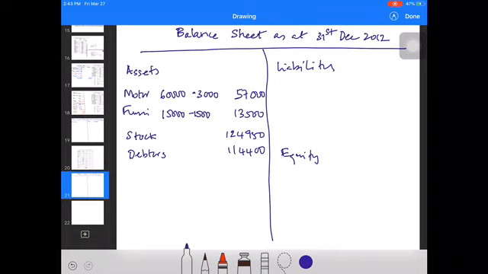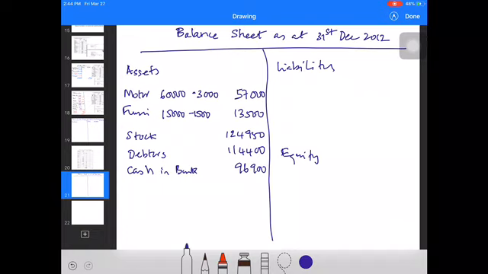There's a bank balance. So it's an asset. Cash in bank. So we can write its amount 96,900.